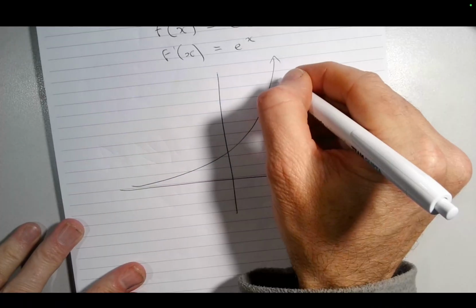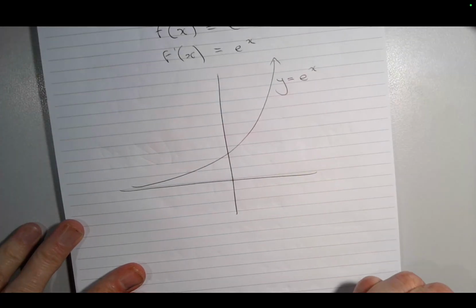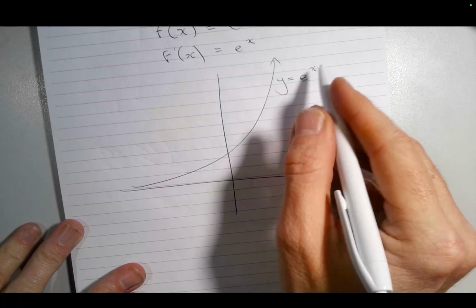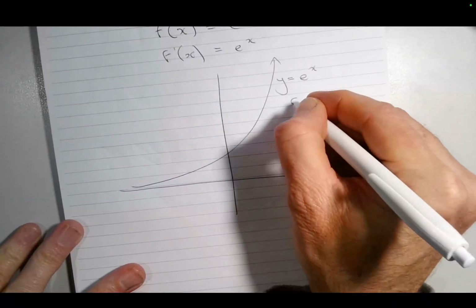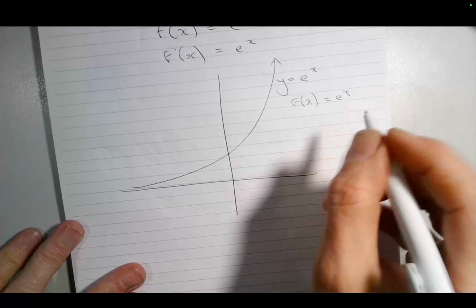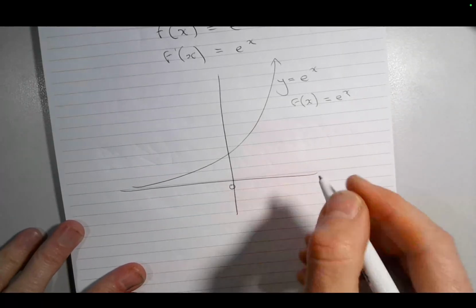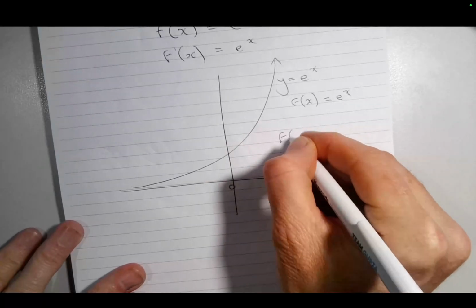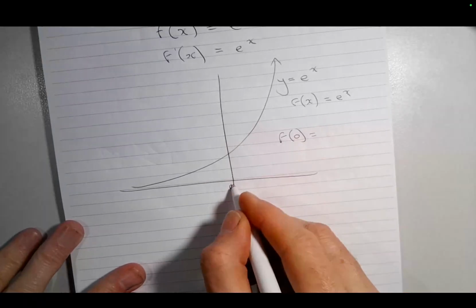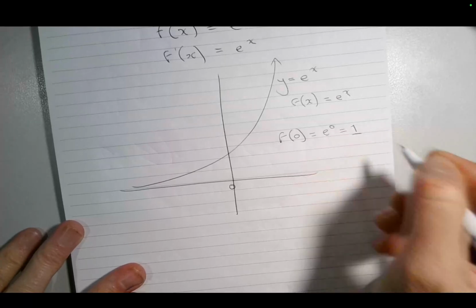There's your exponential. So let's say this is y equals e^x. Okay, no, let's just call it f of x, because that's the notation I want you to get very comfortable with. So if we plug in at 0, f of 0 is going to be e to the power of 0, which is 1.